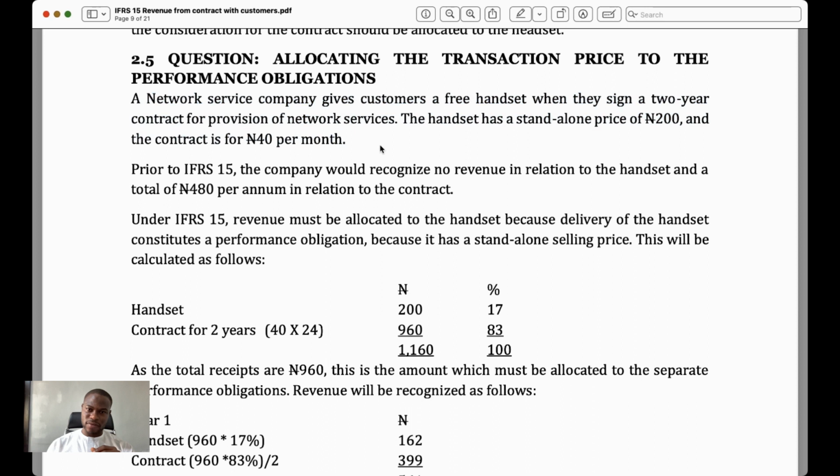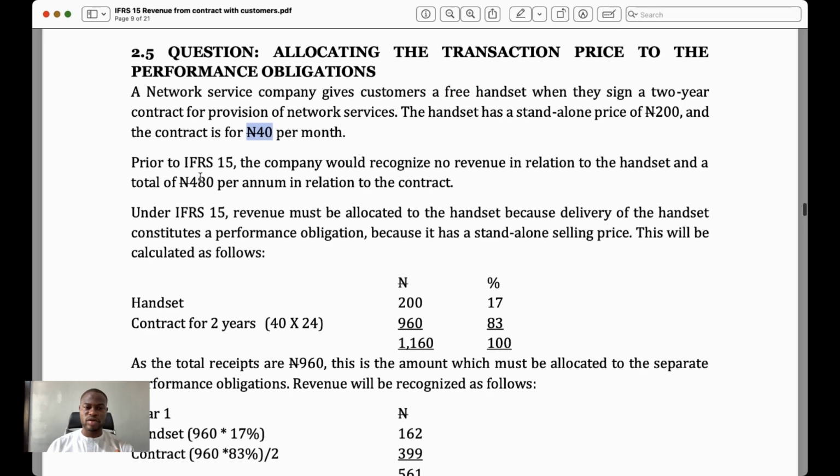Step four is saying that even though the handset is given for free, you still need to allocate transaction price to it. Now let's see how that would work. Prior to IFRS 15, the company would recognize no revenue in relation to the handset, and a total of 480 naira per annum in relation to the contract. Since they did not charge for the handset and only charged for the contract at 40 naira per month, they would have recognized 40 naira for the next 12 months, which is 480 naira, and in year two they would recognize the same amount.